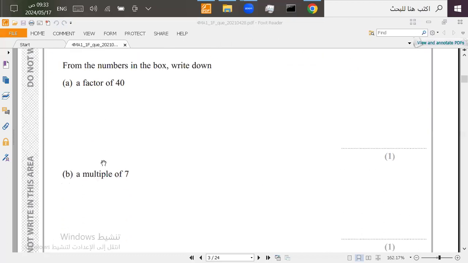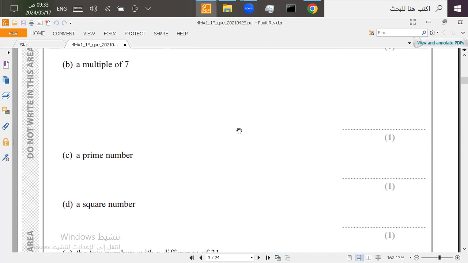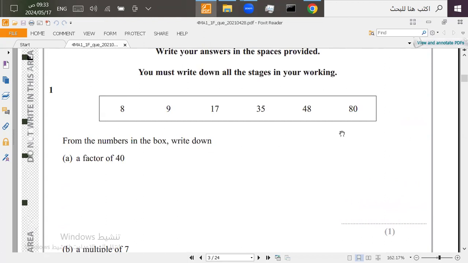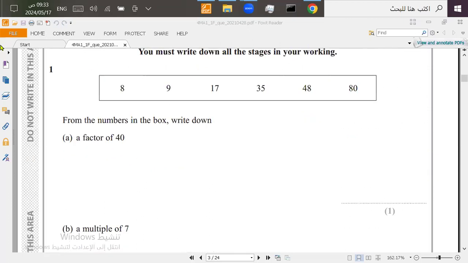Now let's move on. Next question. The two numbers with a difference of 31. This means two numbers. When you subtract them, you get 31. Let's take a look at the list. So we need two numbers. When you subtract them, you get 31. So we can try subtracting numbers. For example, we can say 48 minus 8. 80 minus 8 is a big number. It's more than 31. They need 31 as a difference. So we will try some of them. You can do it with a calculator.